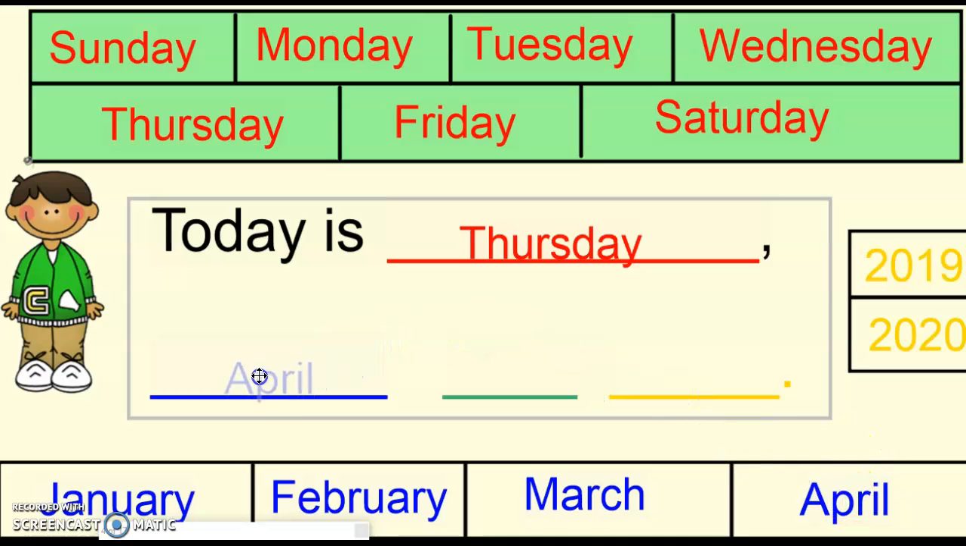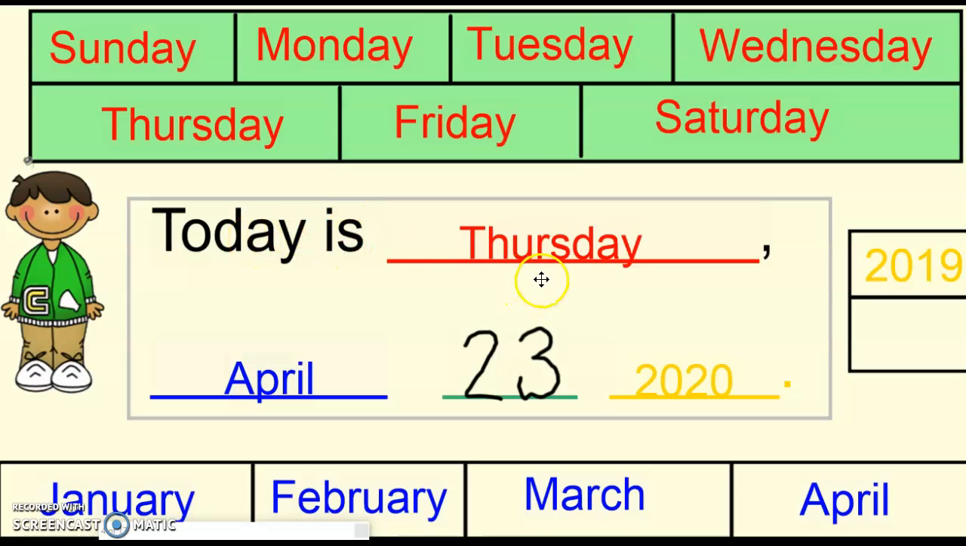And the number that we popped with our balloon was the number 23. So we need a 2 and a 3. Notice when I wrote my numbers, I always start at the top. 2, 3. Now we need to look for the year. It's 2020.